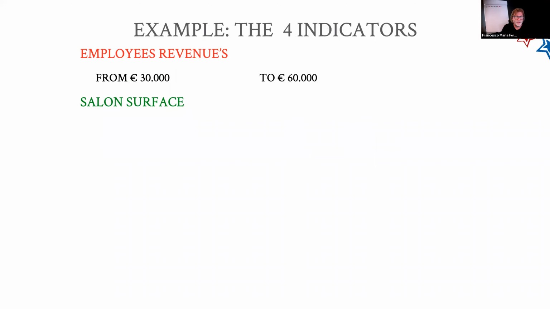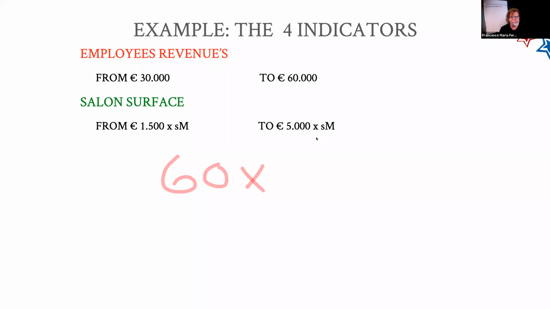Or for example, if I have a 60 square meter salon, every square meter of the salon has to produce from 1,500 to 5,000. Which means if I have a hair salon of 60 square meters and I take the maximum parameter, it's 60 times 5,000. So at the end of the year, this hair salon has to generate 300,000 euro.